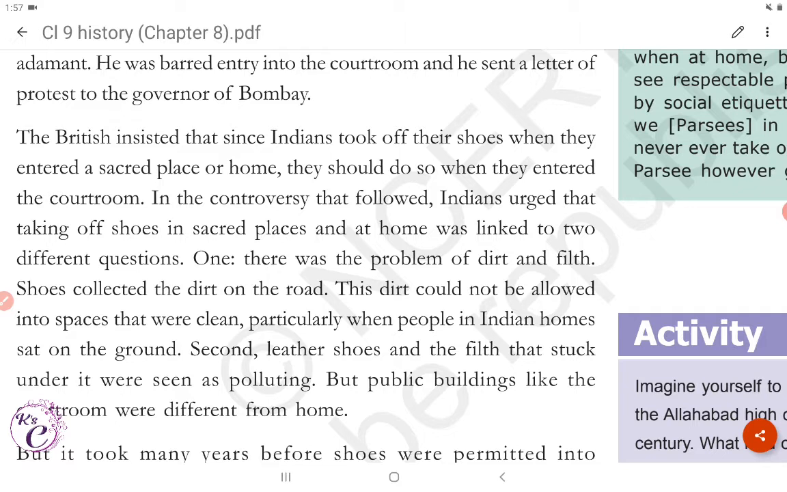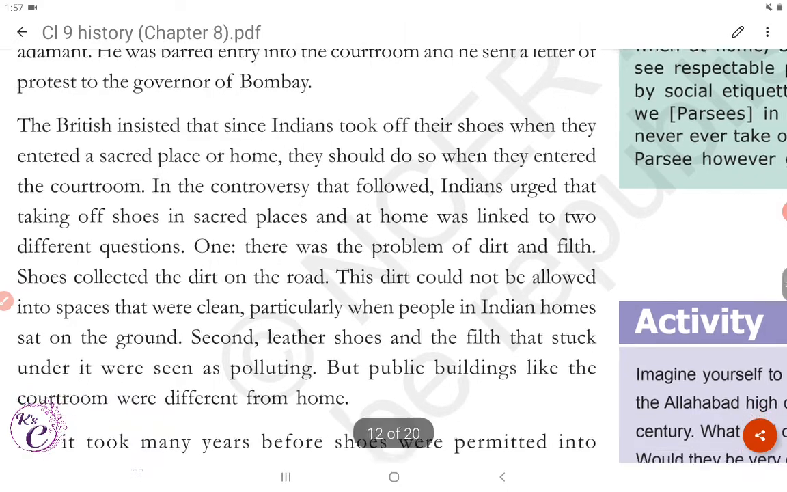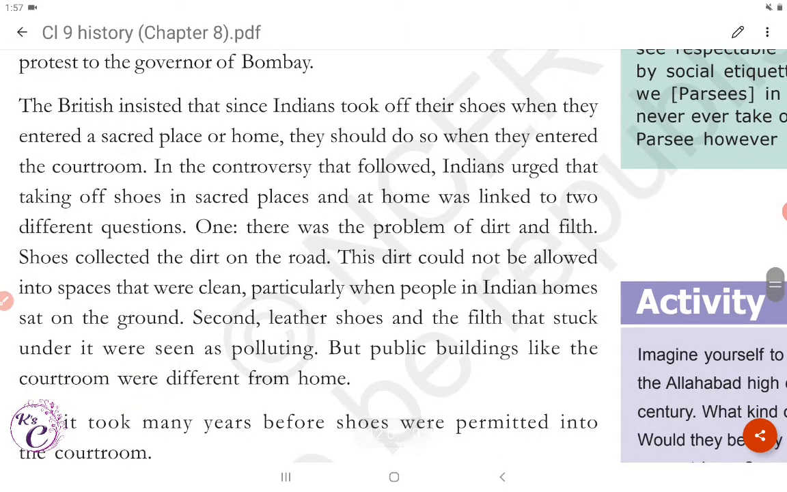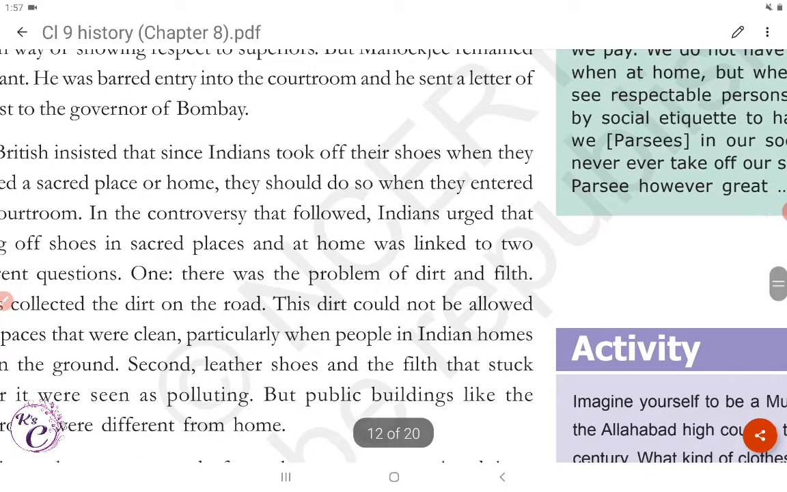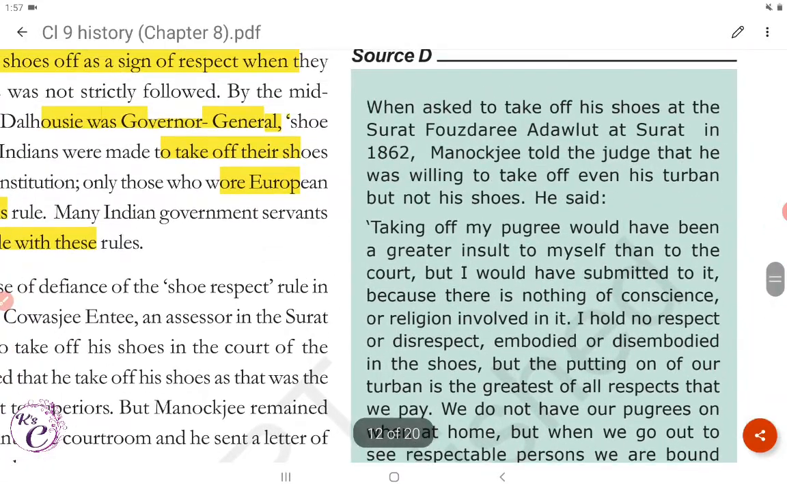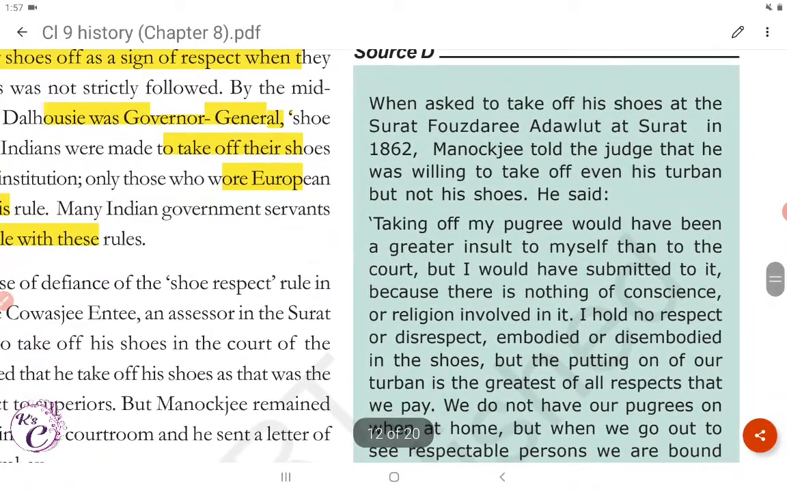This dirt could not be allowed into places that were clean, particularly when people in Indian homes sat on the ground. Second, leather shoes and the filth that stuck under it were seen as polluting, but public buildings like the courtroom were different from home. And here is a source D.